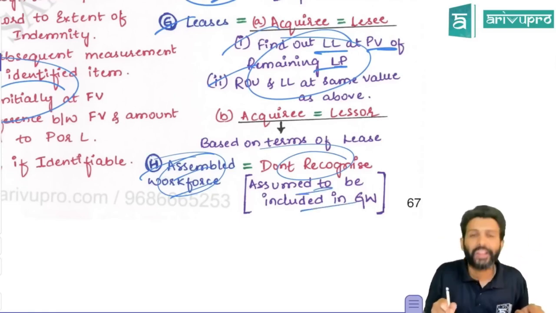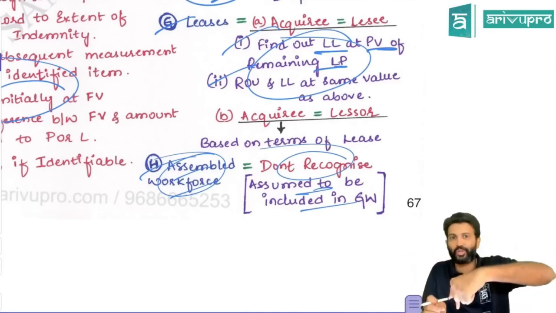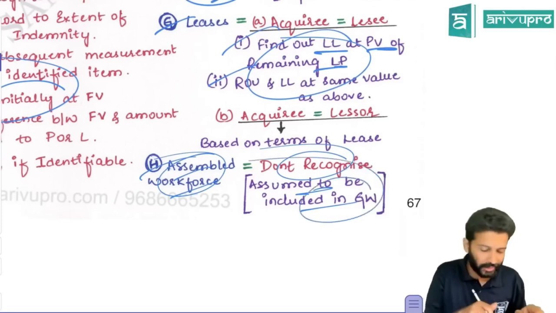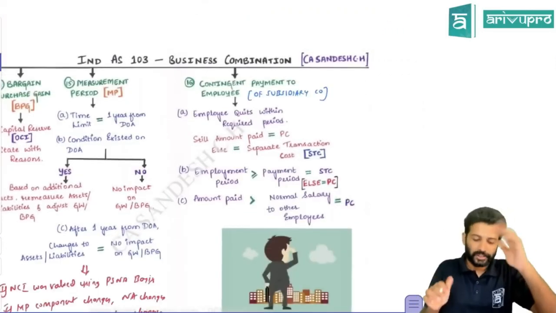It is assumed that human resource value is included in the value of goodwill, because you're paying extra, which you'll show here as goodwill, right? So the human resource value, we assume that it's already included in the goodwill value. That's the assumption. But do not show human resource separately as an asset.